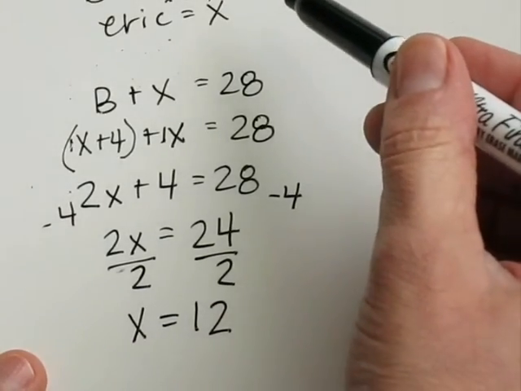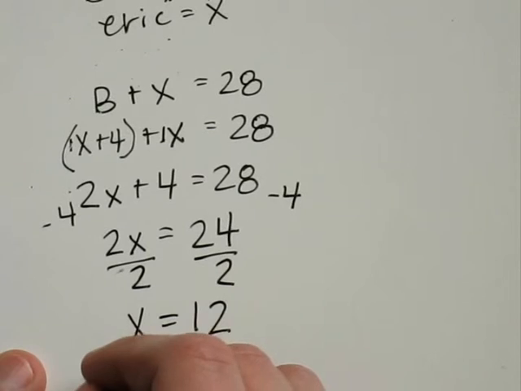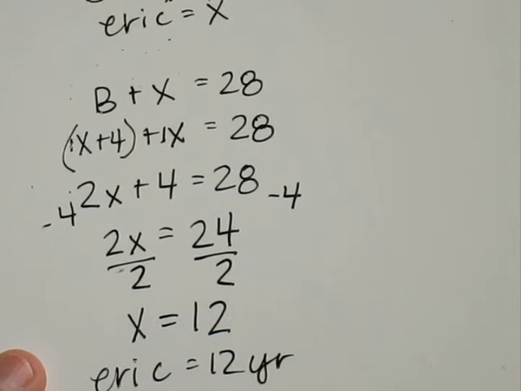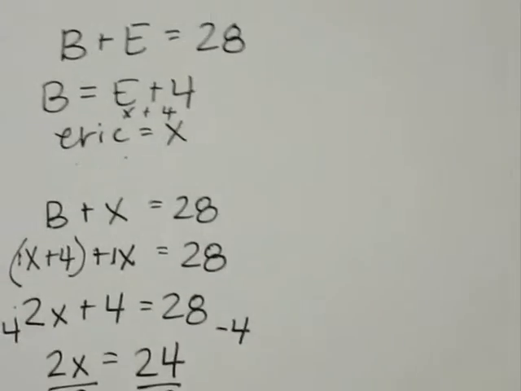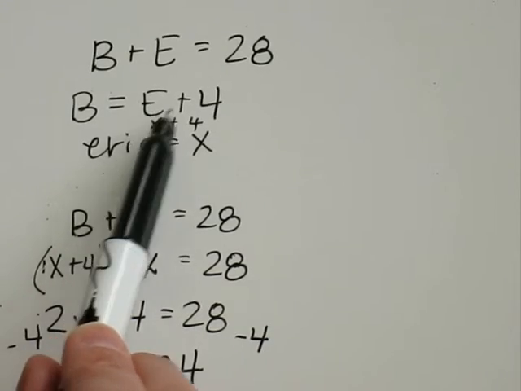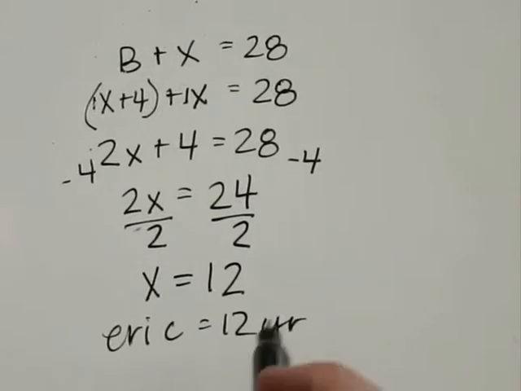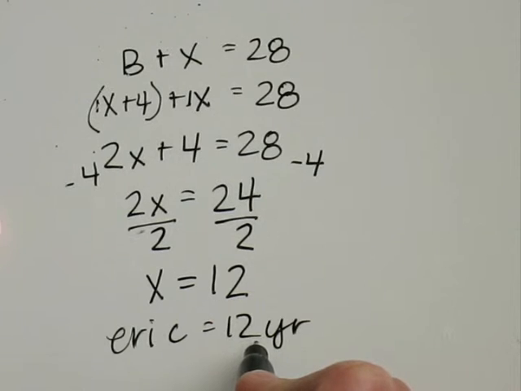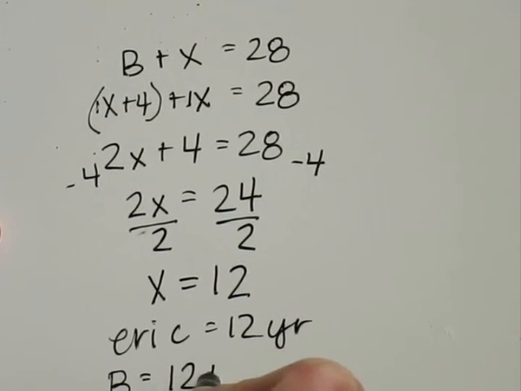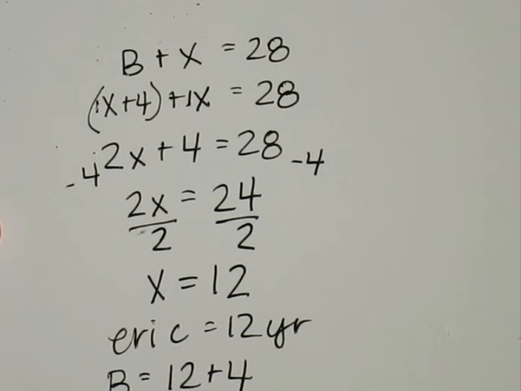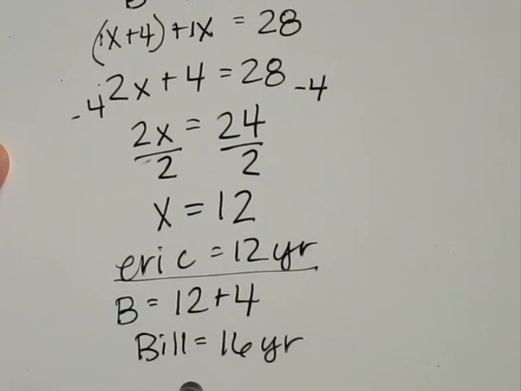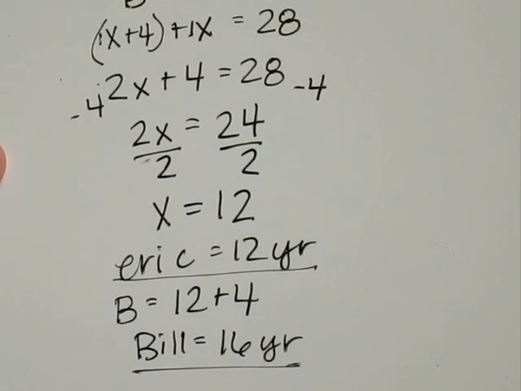Up here we're saying that Eric is x. So Eric is 12 years old. Now going back up here, Bill is going to be Eric plus 4 years. We solved and found out that Eric is going to be 12. So Bill is going to be Eric plus 4, which is going to be 16. So we've got Eric is 12 and Bill is 16.